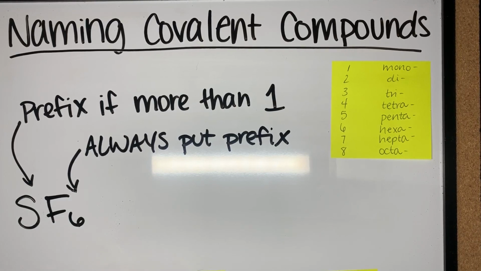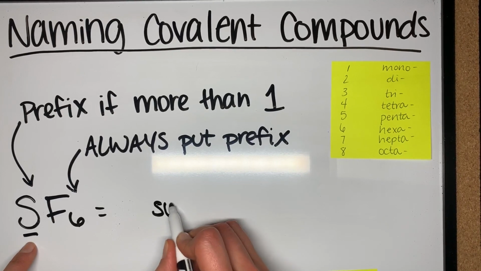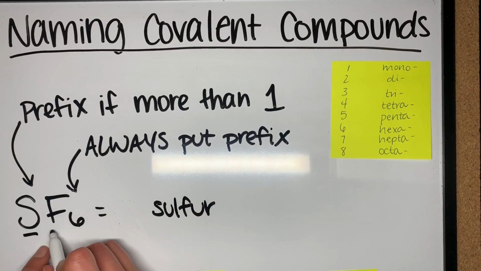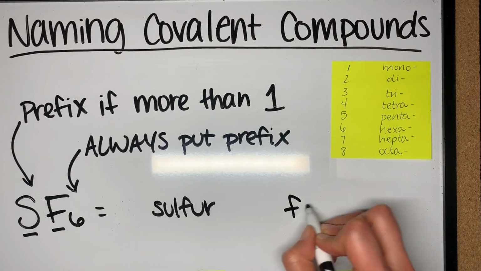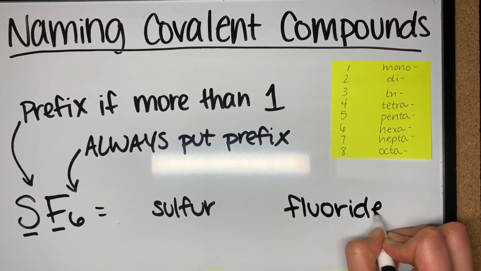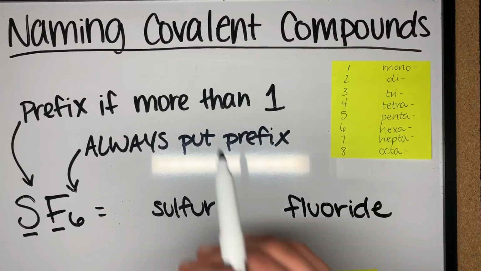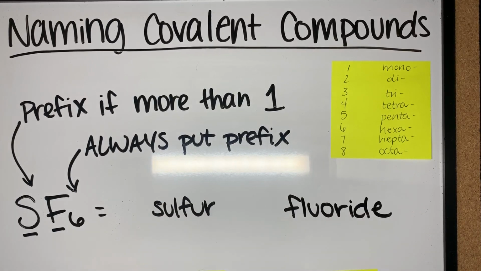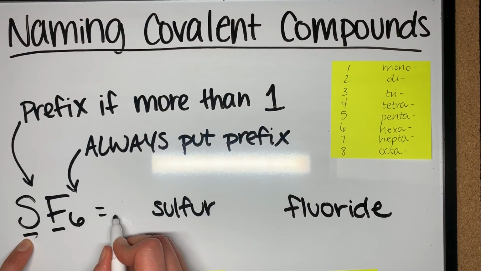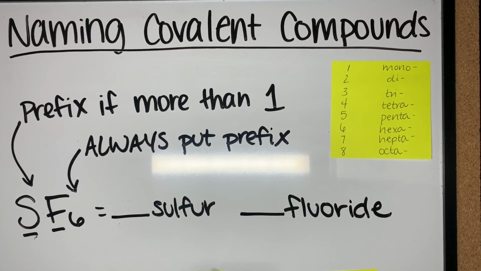Let's try another example. So here we have SF6. So to name this, let's start with the very basics. We are going to put the name of the first nonmetal, which is sulfur. And then we are going to write the name of the second nonmetal, which in this case is fluorine, but we're going to replace the ending with IDE to make it fluoride. So again, this is the exact same way that you named basic ionic compounds, but since we're working with covalent compounds, since this is a nonmetal, we need to put prefixes in front of both words.